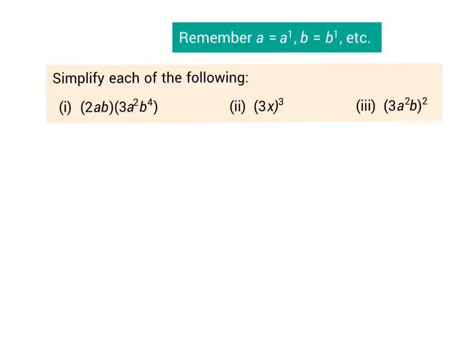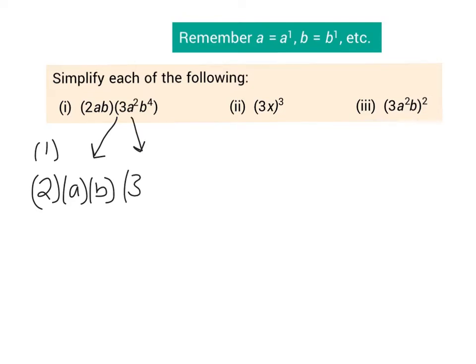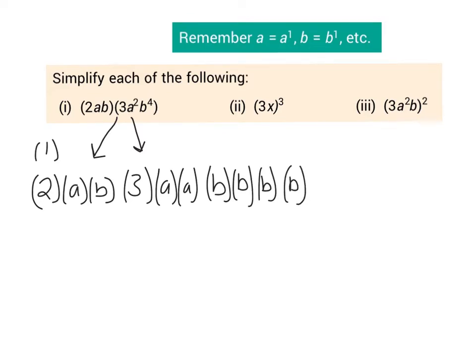We are now simply moving on to multiplying terms. So let's try part 1. I can rewrite this expression as 2ab and put them in separate brackets. And then I can rewrite the next expression 3 by a because it's a squared, and by b by b by b and by b again. I'm now going to take my constants, which is 2 and 3, and I'm going to multiply them by each other, which will give me 6.